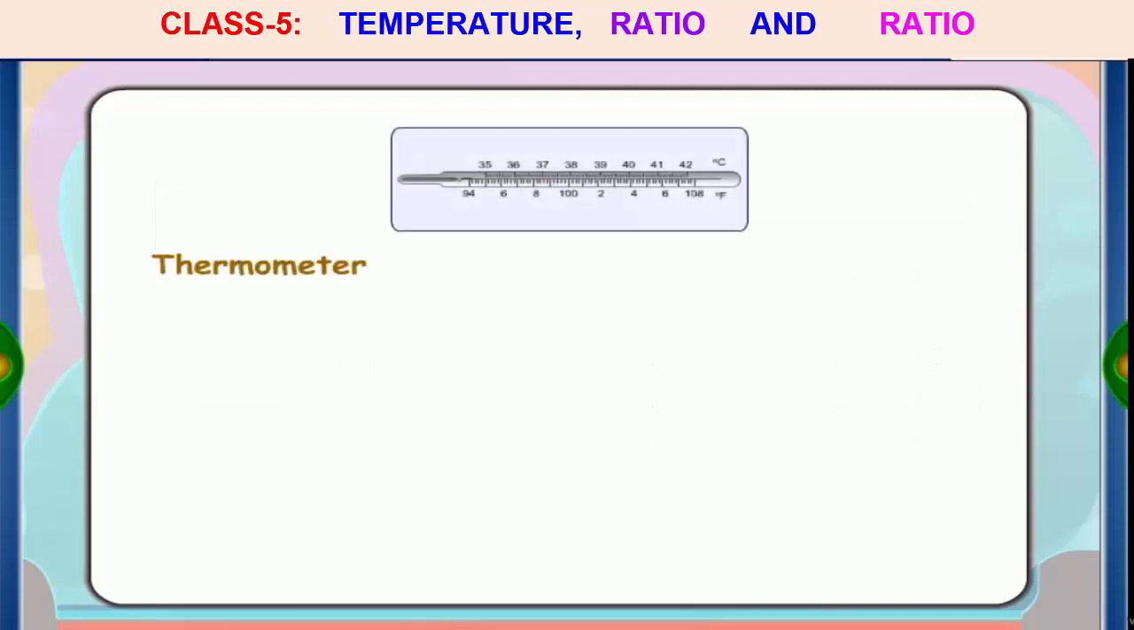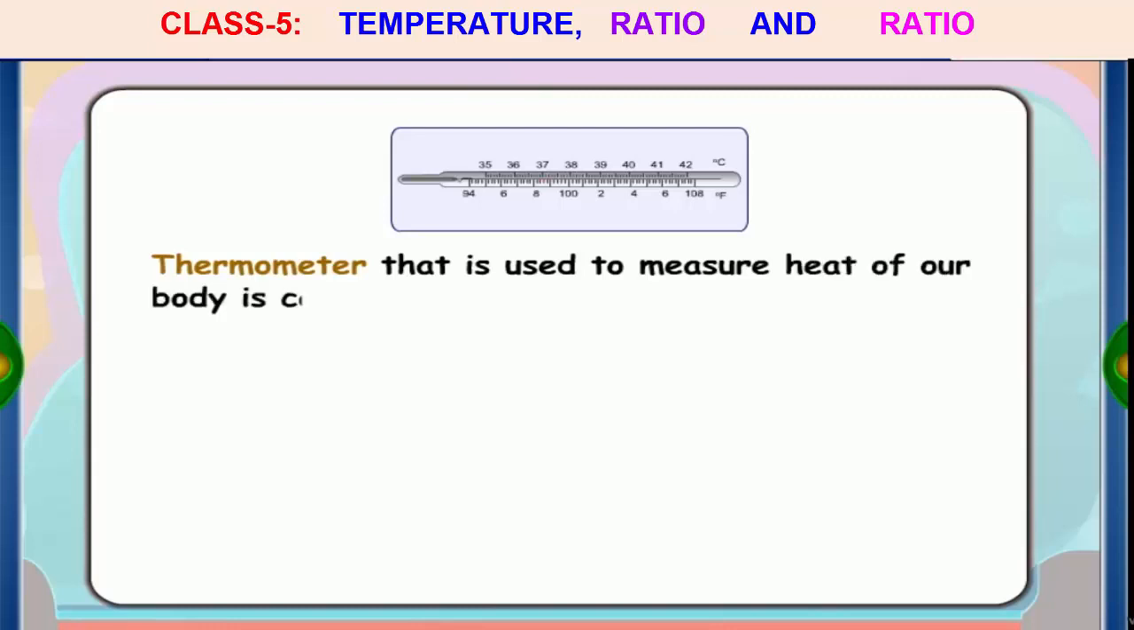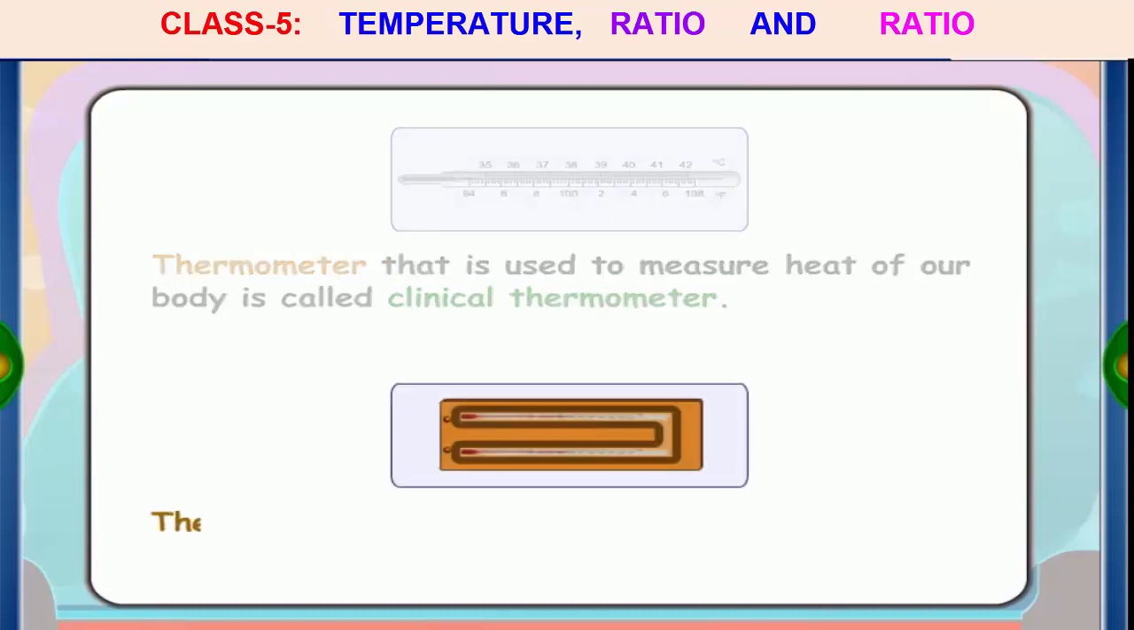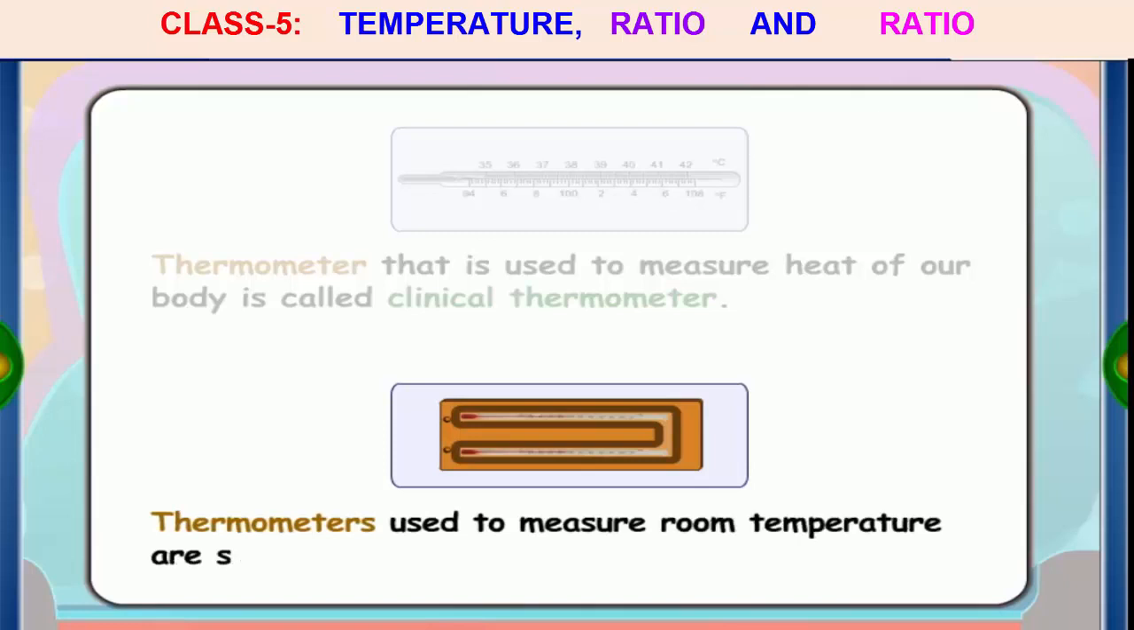The thermometer that is used to measure heat of our body is called clinical thermometer, while those thermometers used to measure room temperature are simply called thermometers.